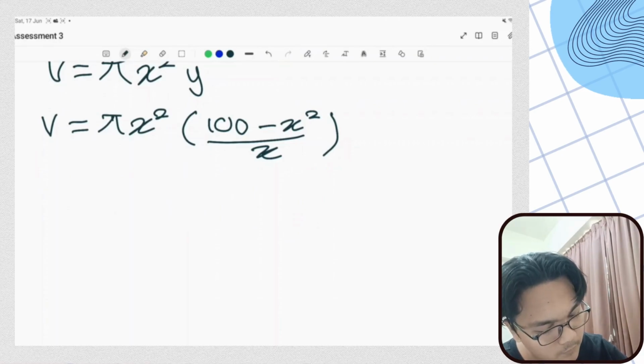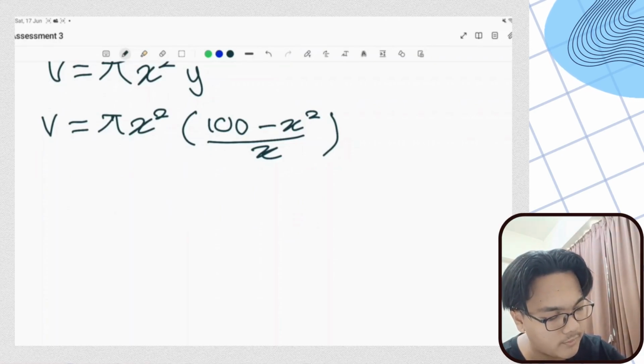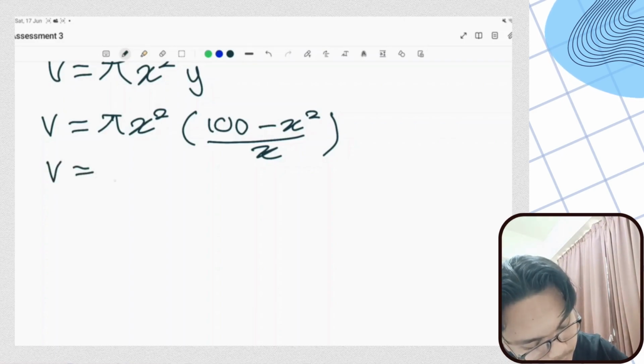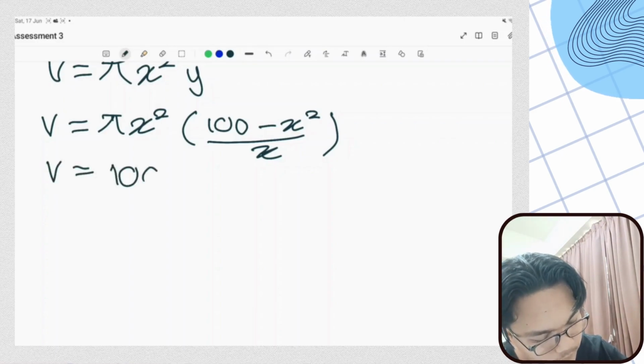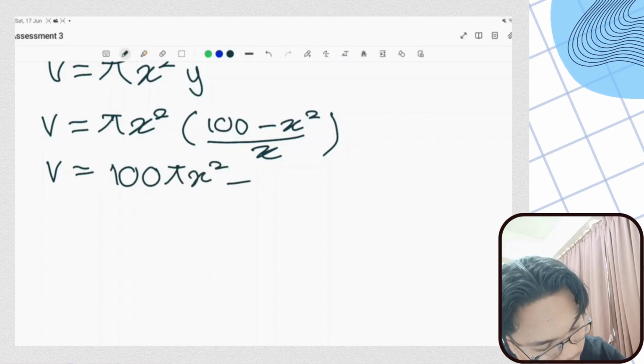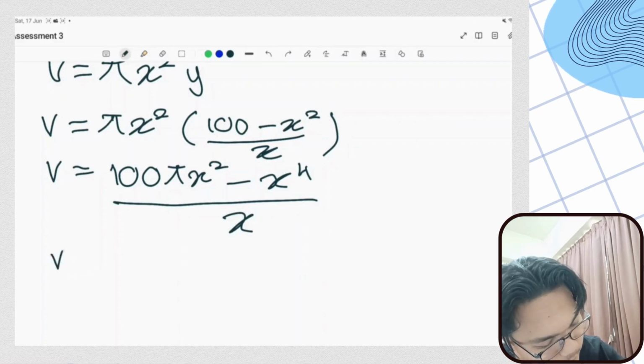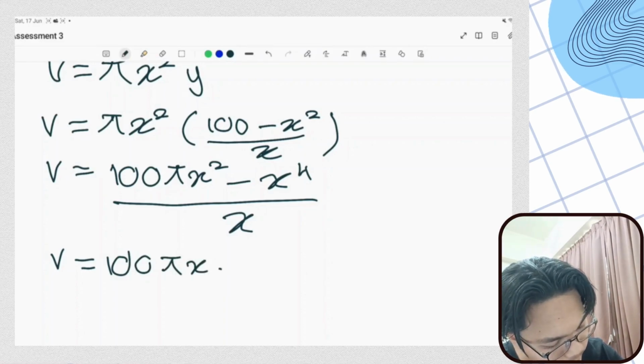And then we will multiply pi x squared with 100 minus x squared over x. It will be 100 pi x squared minus pi x to the power of 4, over x. And then the final answer should be 100 pi x minus pi x cubed.